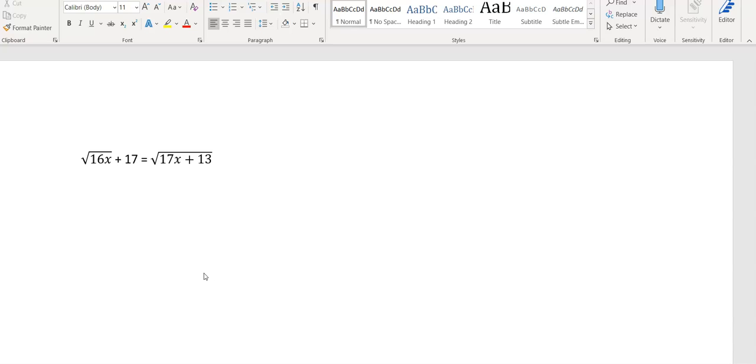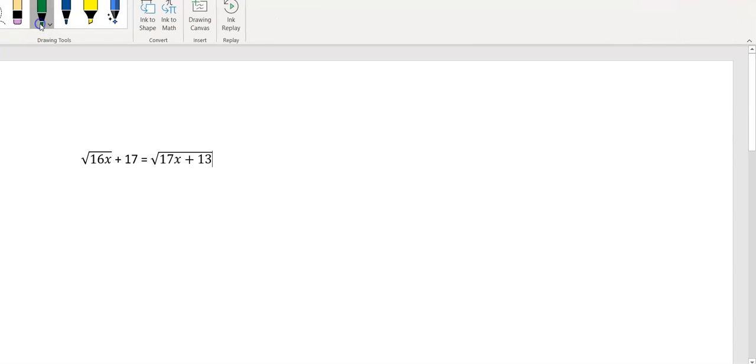Now, we need one radical by itself on one side to begin with. And let's notice that on that right side, that radical is by itself. So our first step is just to go ahead and square both sides. So let me turn on my draw feature here, and let's square both sides.